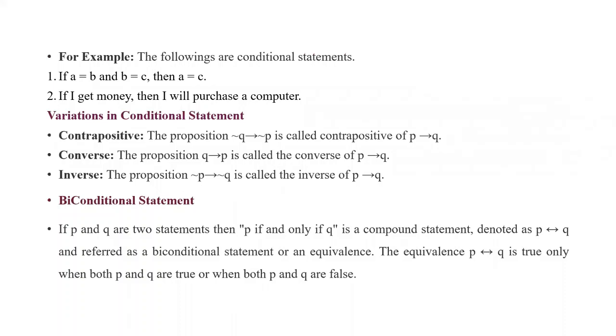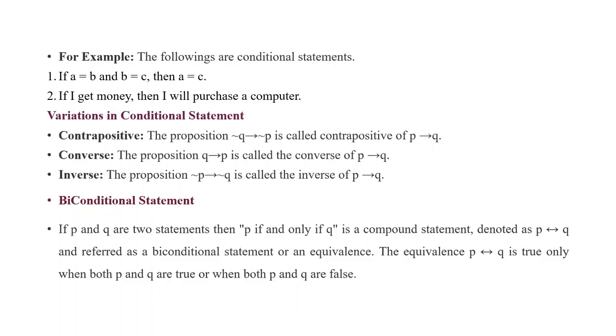For example, following are conditional statements. If A is equal to B, and B is equal to C, then A is equal to C. If I get money, then I will purchase a computer. Now, variations in conditional statements: there are the contrapositive, converse and inverse.